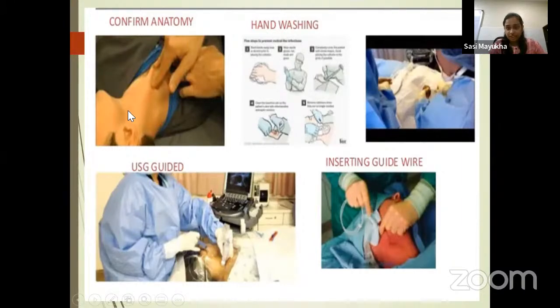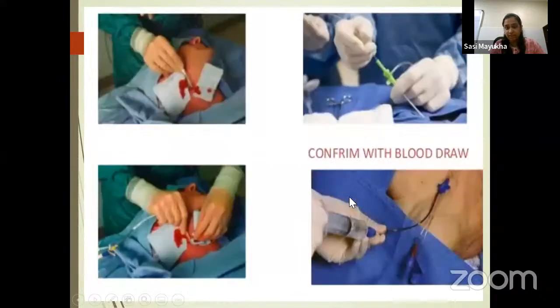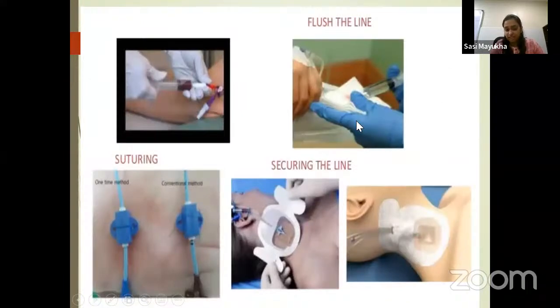First confirm the anatomy, after which use an ultrasound probe to see the location. Then with the ultrasound, puncture the vein. Then the guide wire has to be inserted. After the guide wire is inserted, use a dilator to dilate. Remove the dilator, place the catheter, aspirate and see if there is blood flow in all 3 sides. After which it has to be capped and a sterile dressing has to be placed.